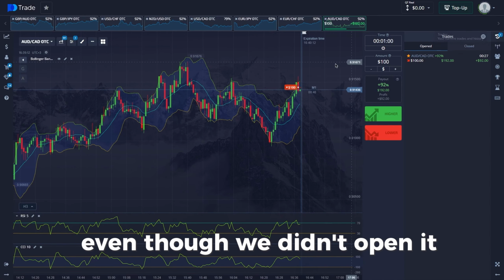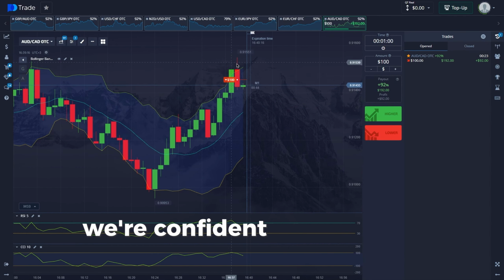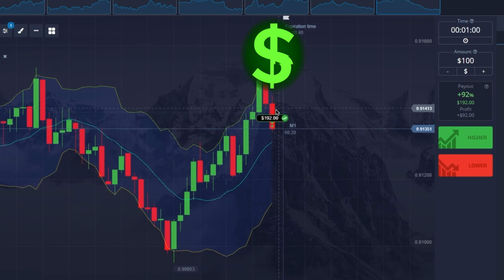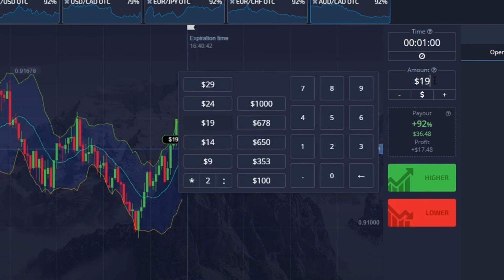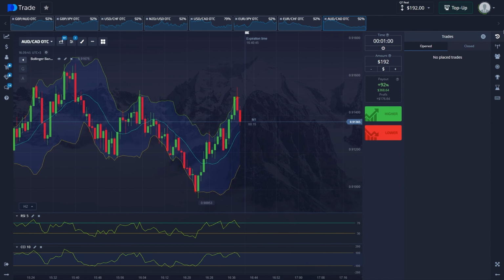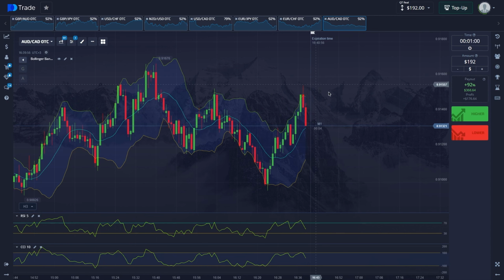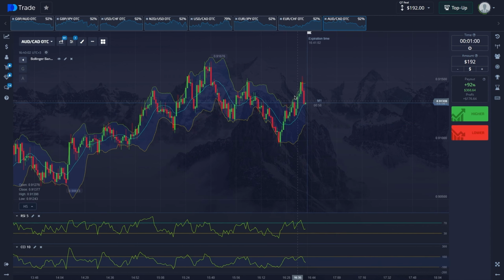Even though we didn't open it at the most favorable level, we're confident the price will correct, so this trade should close in profit. Let's watch the result. Our first trade closes easily in profit. As I said, the not-so-ideal entry level didn't stop us from closing it in profit, and that's exactly what happened. This is how we open a downward position. Based on this principle, exit from the overbought zone, touch of the upper band of the indicator, and entry for a downward move. Let's pick the next currency pair.